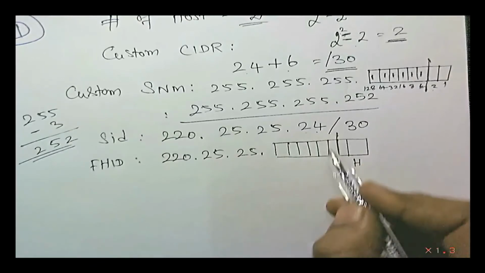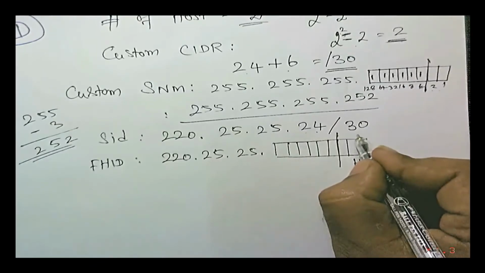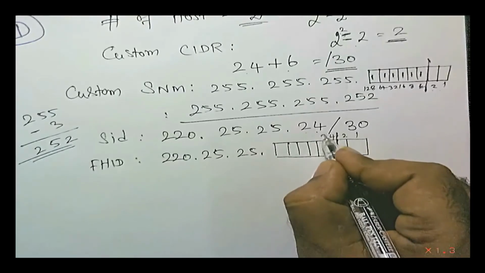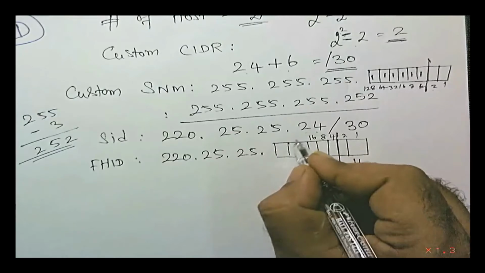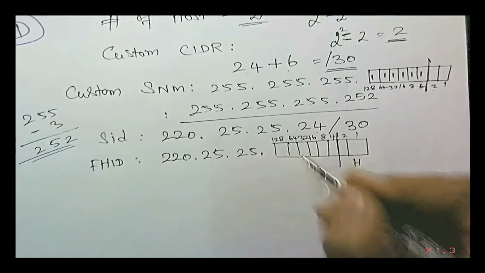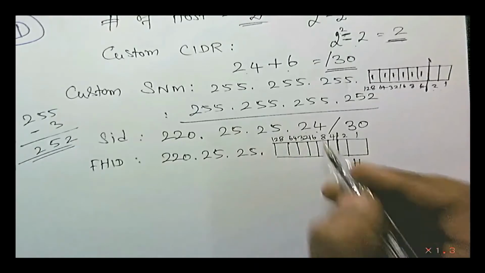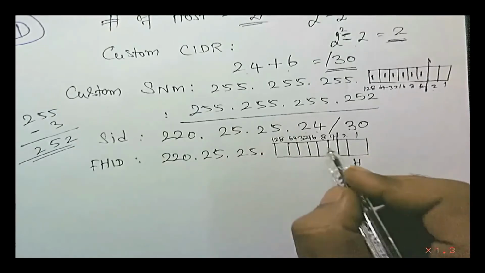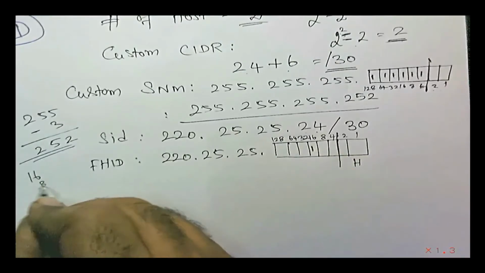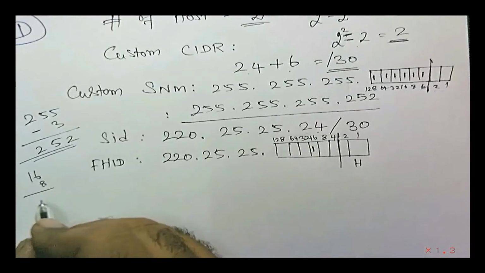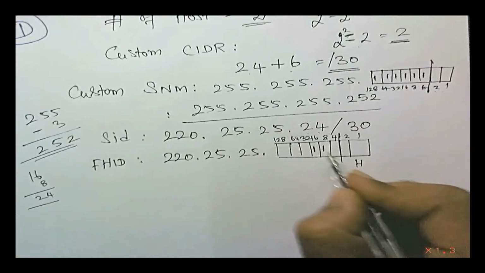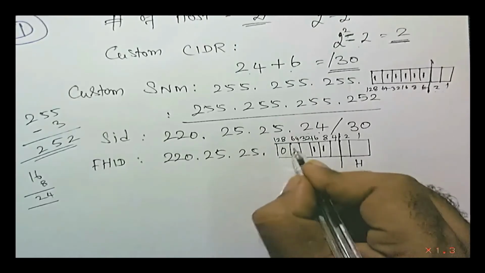So this 24 I am going to convert into binary using the place values: 1, 2, 4, 8, 16, 32, 64, 128. If you convert 24 into binary, it is 16 plus 8, which is 24. So only these 2 place values I make 1, and the remaining ones are going to be 0.